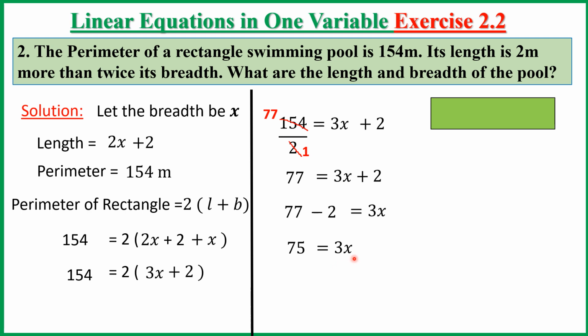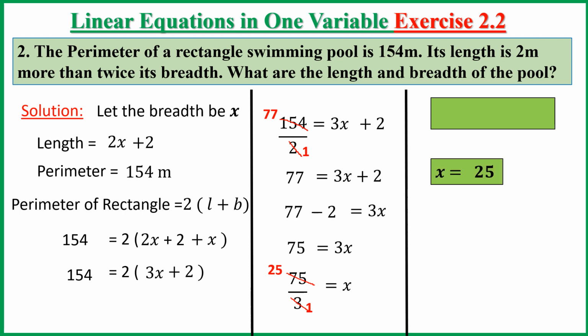Here 3 is multiplied with x. If it is a multiplication, when we are transposing to our left hand side, it will become division. So 75 divided by 3 equals x. So this can be simplified. 1 times 3 and 25 times 3. So our x is equal to 25.